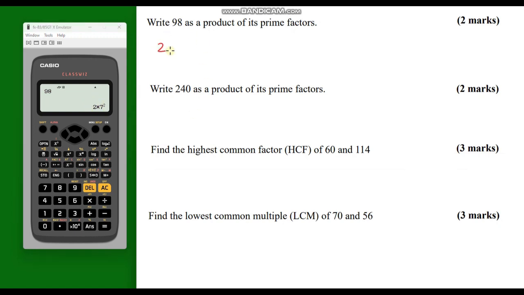So it's going to be 2 times 7 squared. Or you could write 2 times 7 times 7. Either one of these is absolutely fine. They're exactly the same, so you would get the 2 marks for either one of these answers. So if we do the same for the next one, so write 240 as the product of its prime factors. So if we just cancel this, type in 240, press equals.